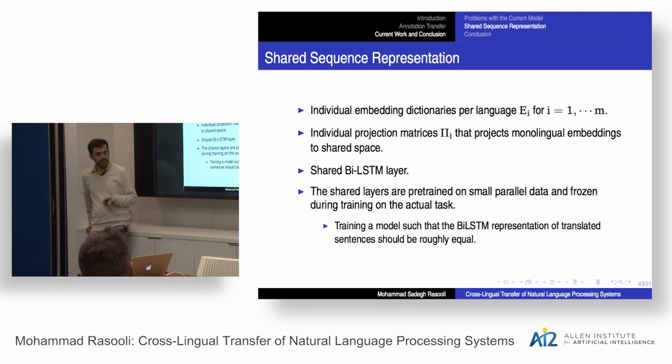The way I'm thinking of training them is, we can use noise contrastive estimation objectives to train the biLSTM, where the final representation of the sentences in translation data should be roughly equal. I'm in the middle of this process, so unfortunately I don't have any numbers to show to you, but hopefully I can have numbers in a month or so.